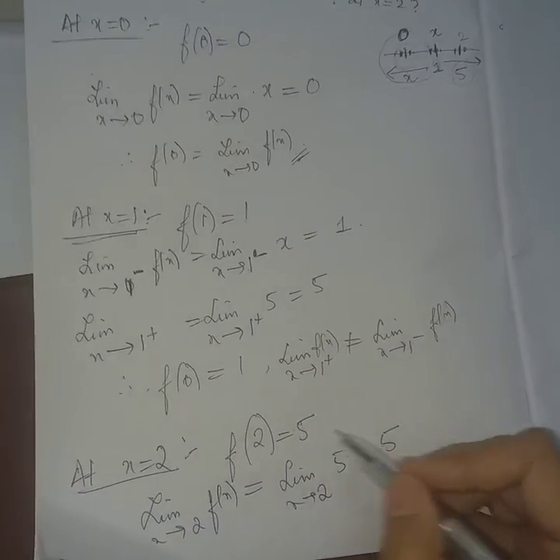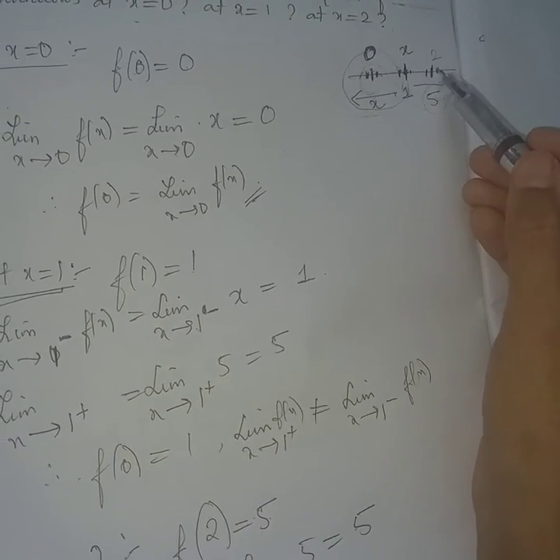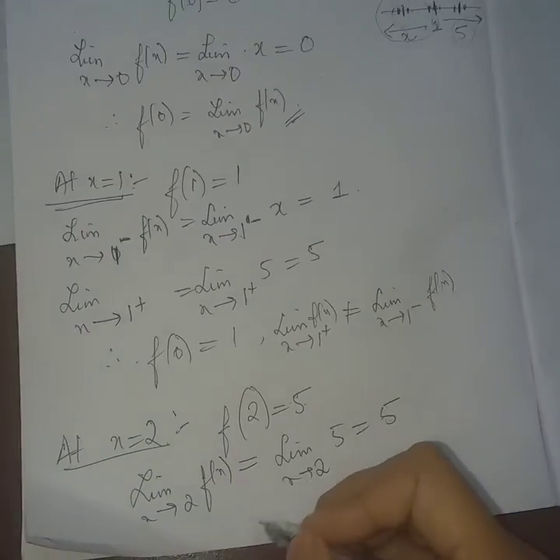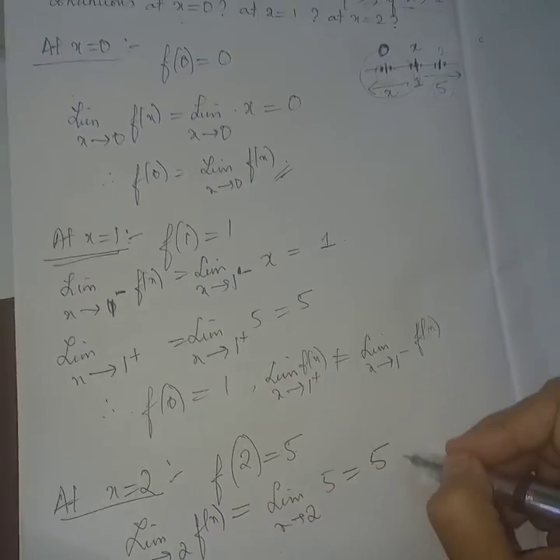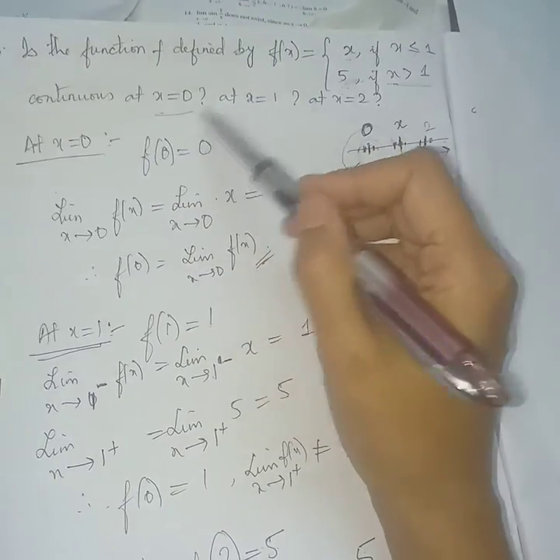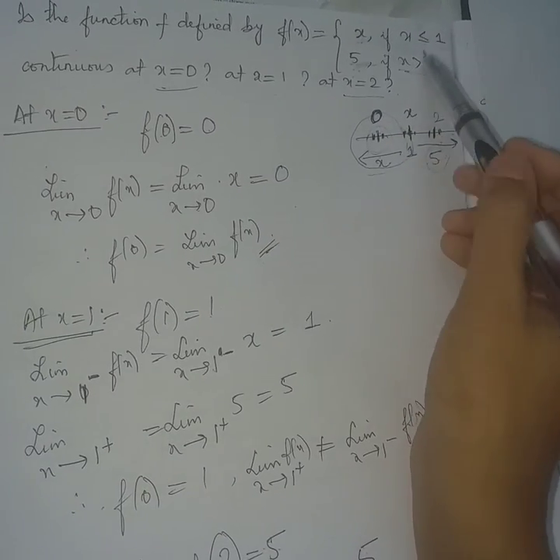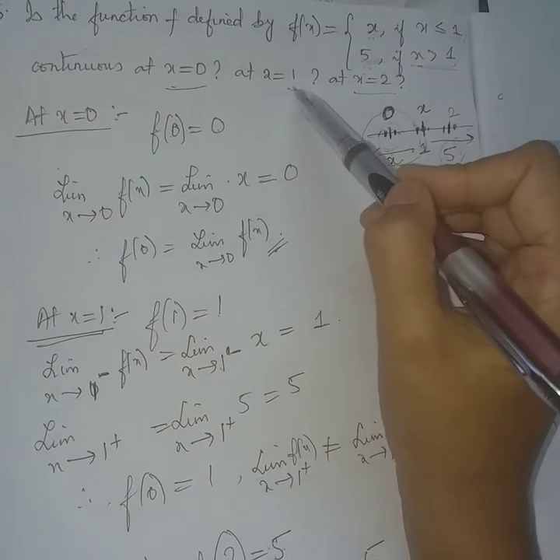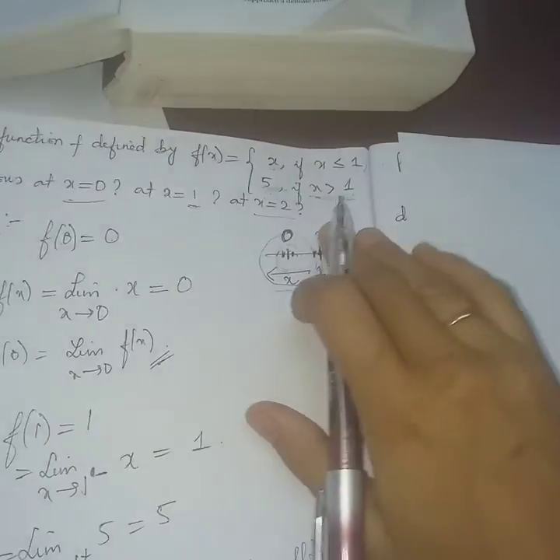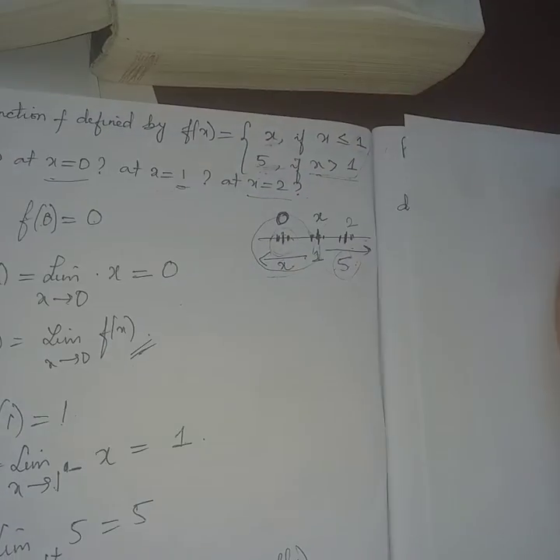Here both the values are same. Since the left hand limit and the right hand limit will give us the same value, 5 only, we write that it is continuous at 2. So here the function is continuous at 0, it is continuous at 2, but it is not continuous at the point where the function is breaking, that is at 1. That's why if the function is continuous here, then everywhere it will be continuous.